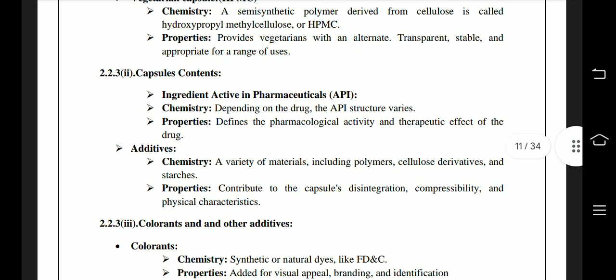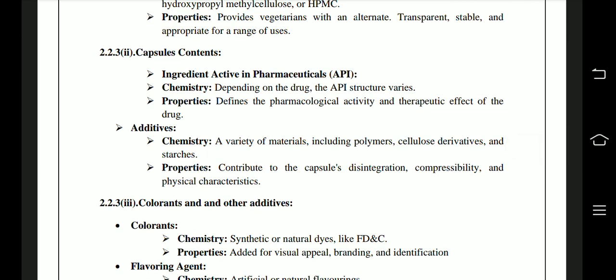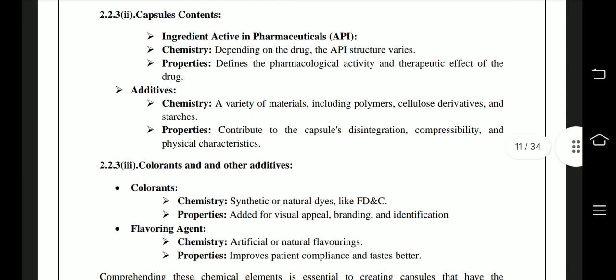Second one is capsule contents. Active pharmaceutical ingredient, API chemistry. Depending on the drug, the API structure varies. Properties define the pharmacological activity and therapeutic effect of the drug.